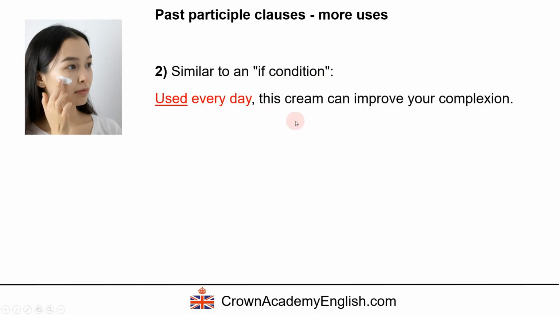Used every day, this cream can improve your complexion. This cream can improve your complexion. So what is the full version of this? It could be, for example, if this cream is used every day, it can improve your complexion. So if this cream is used every day, and remember that is the passive, then it can improve your complexion. Okay?